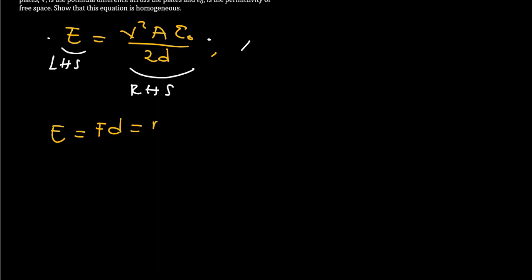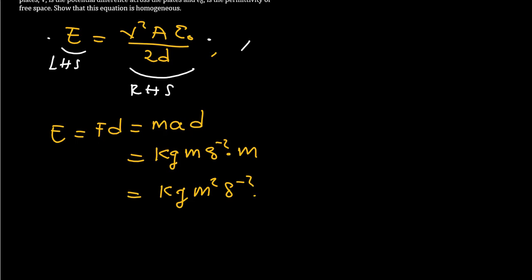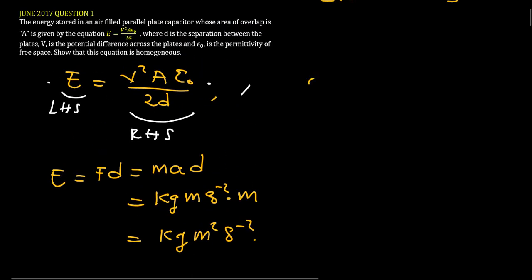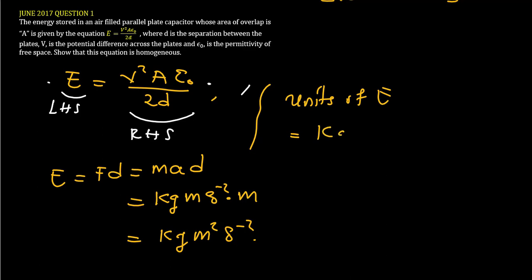So force, from Newton's second law, is the mass times acceleration, times the distance d. So what are the base units? The base unit of m, where m is the mass, is the kilogram. The base unit of acceleration is meters per second squared, times the base unit of distance, which is the meter. Meters times meters gives meters squared. So we have kilogram meter squared per second squared. These are the units of the left hand side of the equation. So the units of E will simply be the kilogram meter squared per second squared. So let's note this.